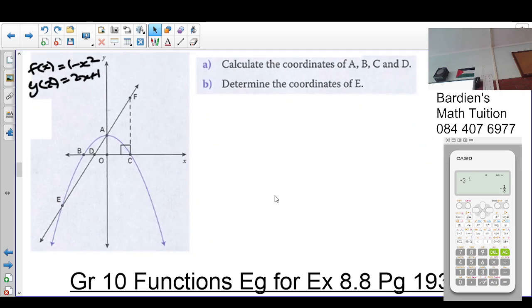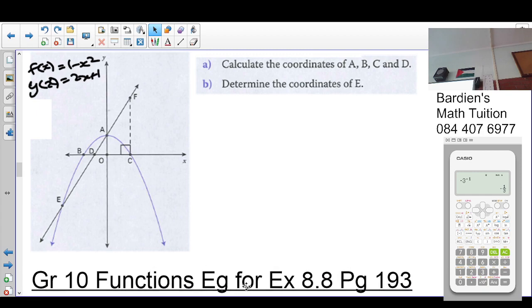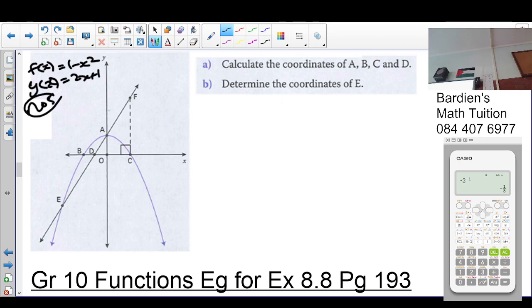First question. Repeat number 5. A. Calculate the coordinates of A, B, C, and D. People, what is A? The turning point, yes. What else is it? The y-intercept of the parabola or the straight line, doesn't matter. The y-intercept of both. I've got the equation of both, and I can read the y-intercept from them, not so? So I can say A.